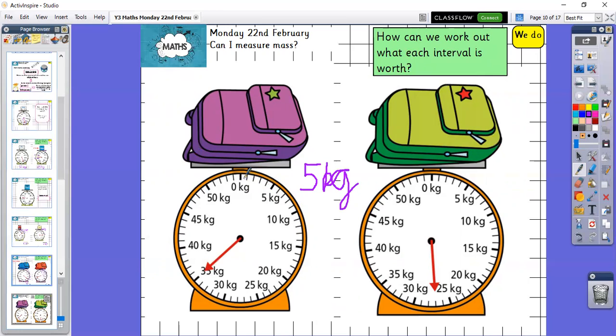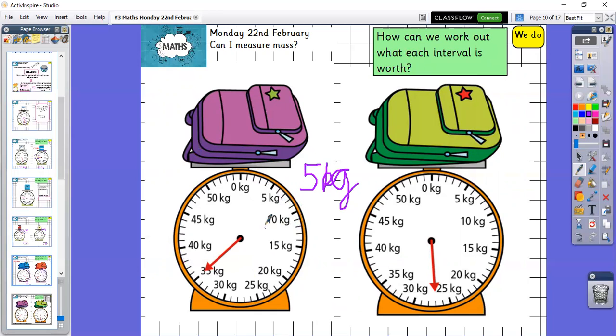There's 5 between 0 and 5. So if there's 5 kilograms, that means that each of these increments is worth 1 each. So let's double check to make sure that works. I'm going to count up in kilograms, counting these little increments here. Let's see if this works. 1 kilogram, 2 kilograms, 3 kilograms, 4 kilograms, 5 kilograms. So I know that each of these little tiny increments is worth 1 kilogram.